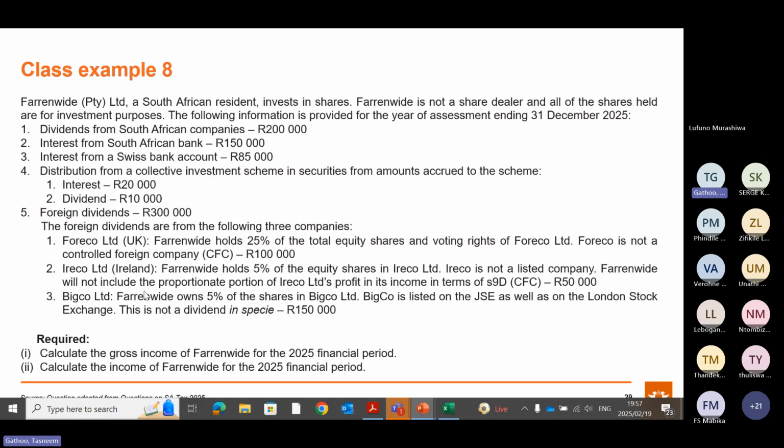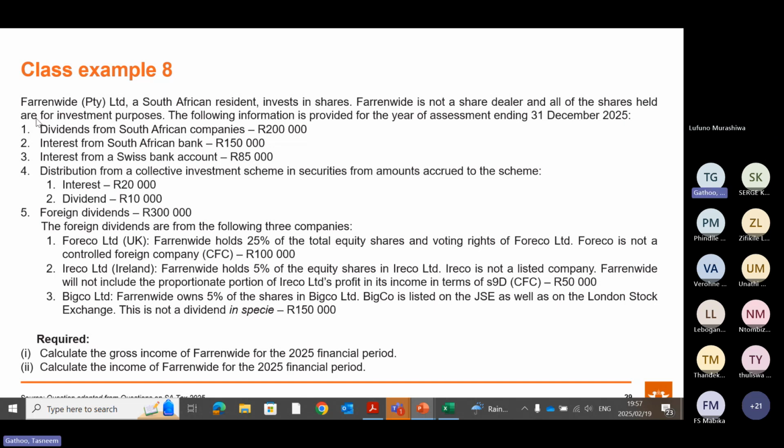Then class example 8. In this case here, let's look at the required again. The required says calculate the gross income of Fair and Wide for the 2025 financial period and calculate the income of Fair and Wide. So here, one is asking for gross income. The second one is asking for income. So then we know it's gross income minus your exempt income.